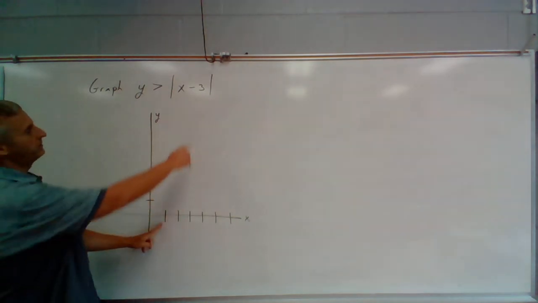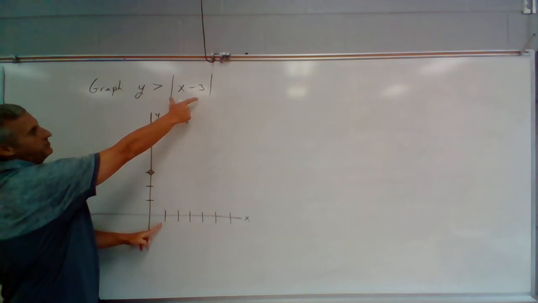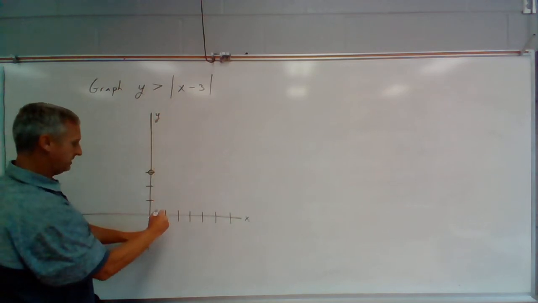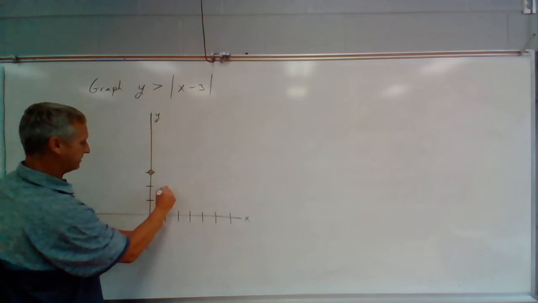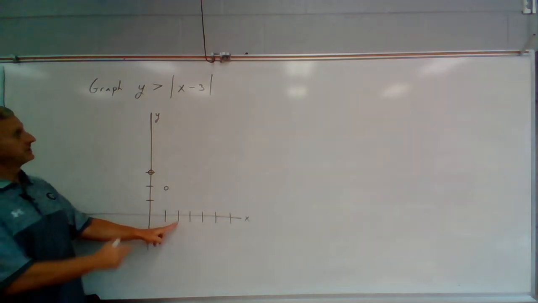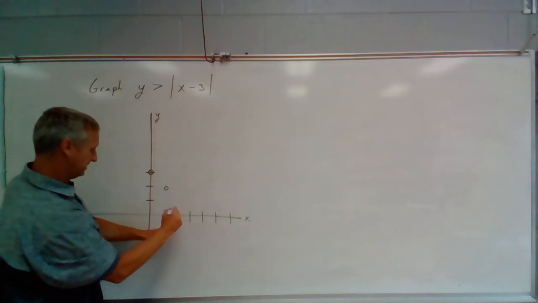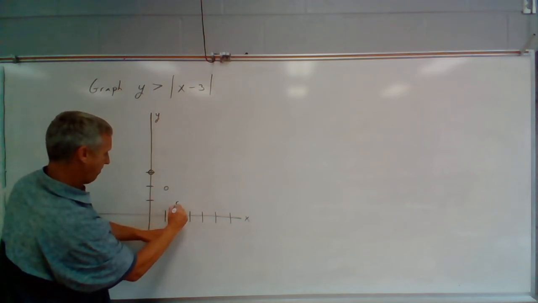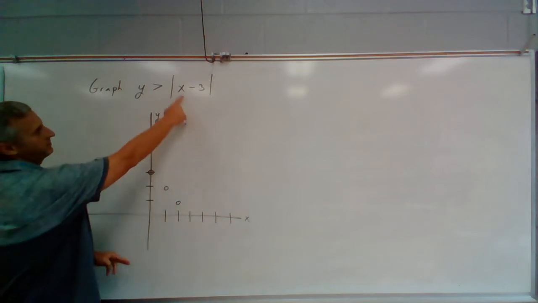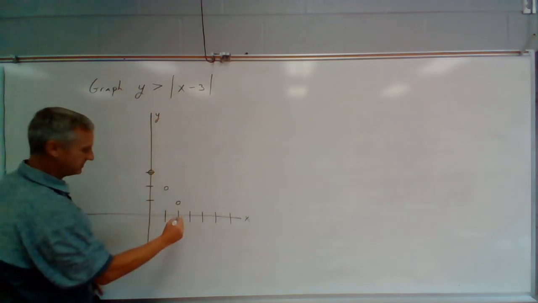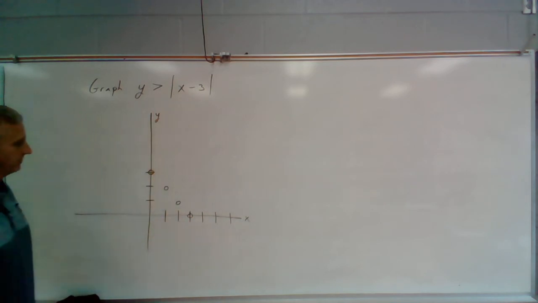Let's plug in a 1. 1 minus 3 is negative 2. Absolute value of negative 2 is 2. Again, I'll use an open circle. If I plug in a 2, 2 minus 3 is negative 1. Absolute value of negative 1 is 1. If I plug in a 3, 3 minus 3 is 0. Absolute value of 0 is 0.